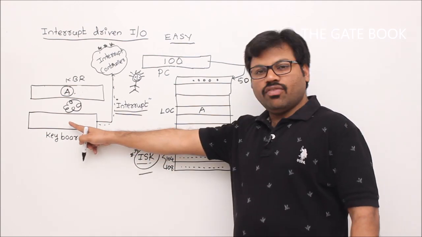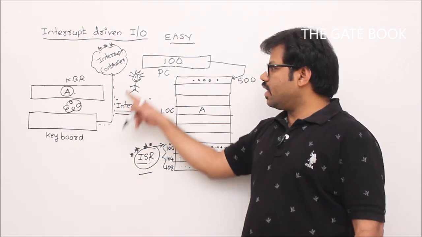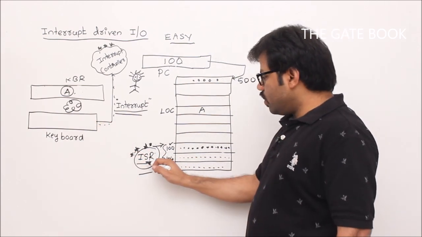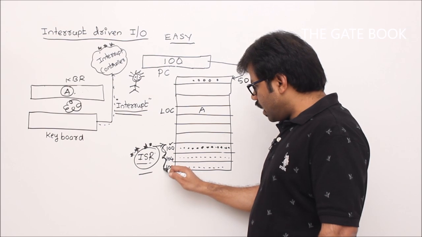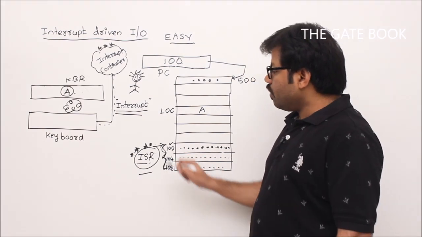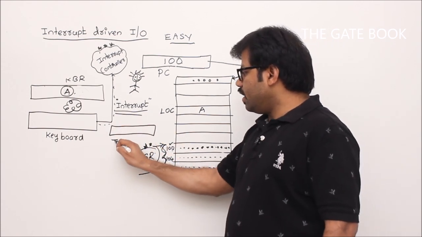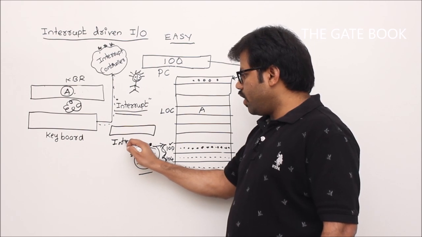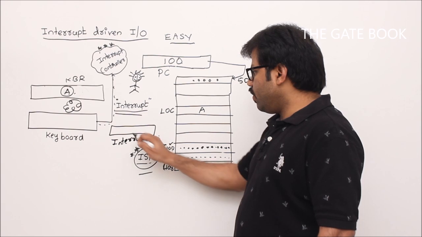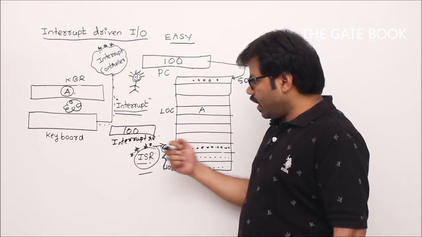Now one idea I am telling: generally, for simplicity, if there is only one device creating the interrupt, we can always store the interrupt service routine in fixed memory locations like 100, 104, 108. Now we can have one separate register, which is the interrupt register, let's say. Whenever there is an interrupt, we look at the interrupt register, where we write the interrupt service address 100.